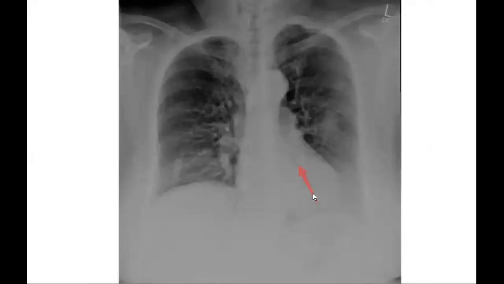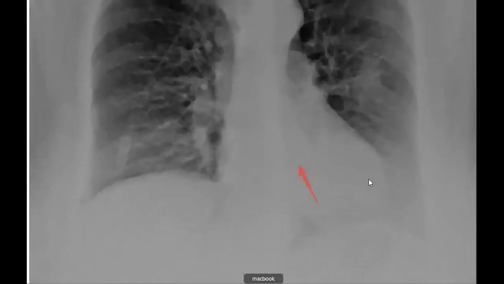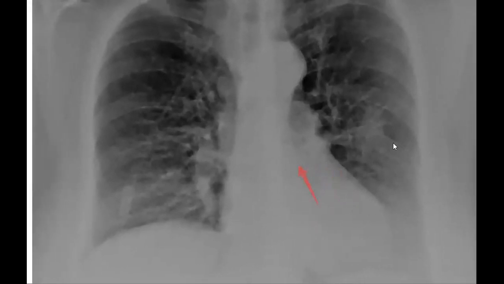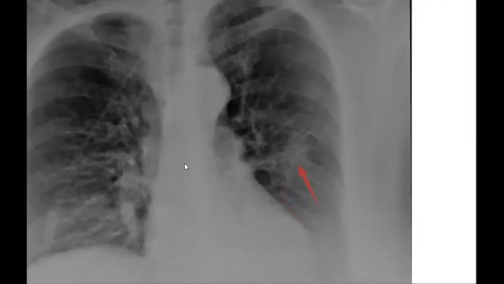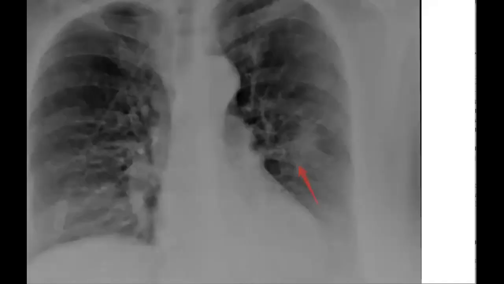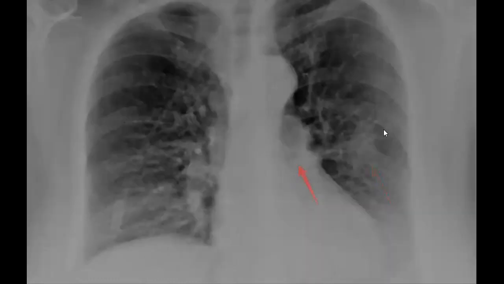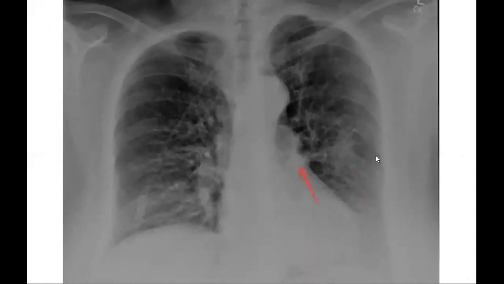Okay, I want to delete this arrow, but okay. So it is lung pathology. Yes, I try to find the arrow to be here. Yeah, it is here. So this is the left midzonal lung opacity. Okay.